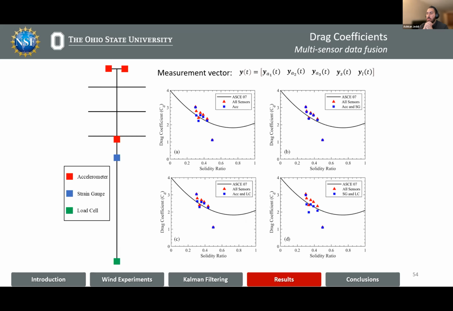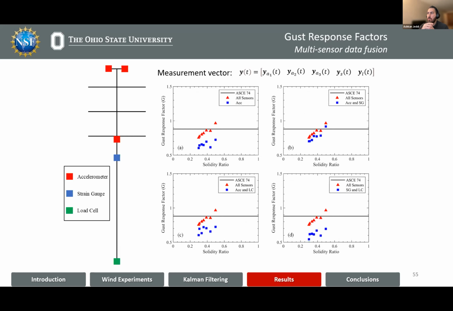Furthermore, we have shown the ability of the approach to take advantage of multiple measurements, which in turn results in more reliable estimates. We have also shown that accelerometers are the best set of sensors, which results in smaller discrepancies in the results. And similarly, we have implemented the data fusion approach to estimate the gust response factor of the tower by using a combination of the implemented sensors.